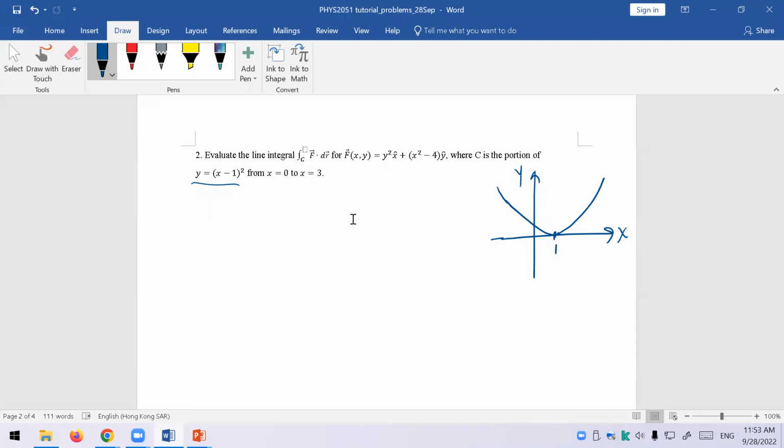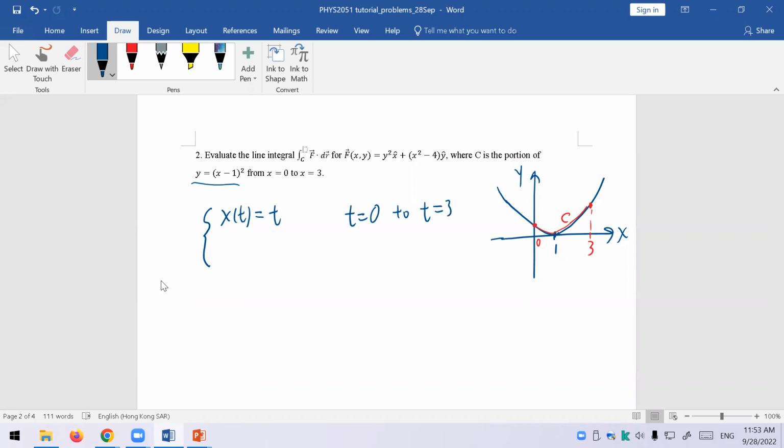So we start at this point, where x equals 0. We end at this point, x equals 3. So we are moving along this path. Okay. So again, it's the same thing, right? So parameterization. So x, just set it to t. t goes from 0 to 3.